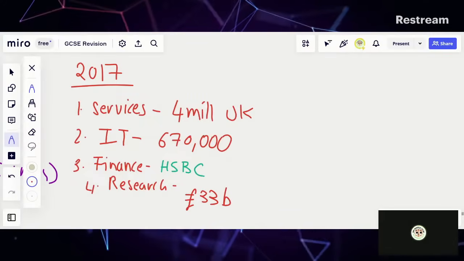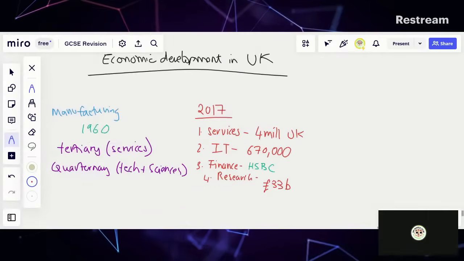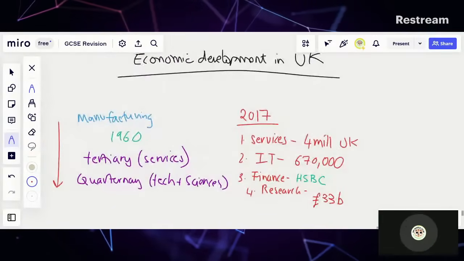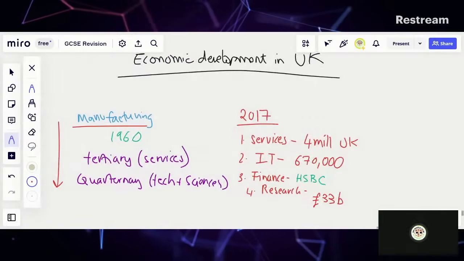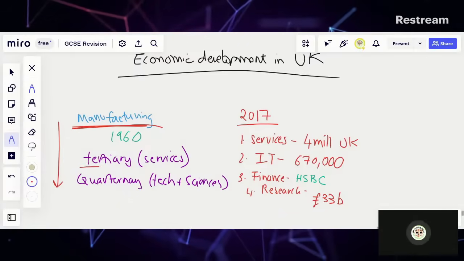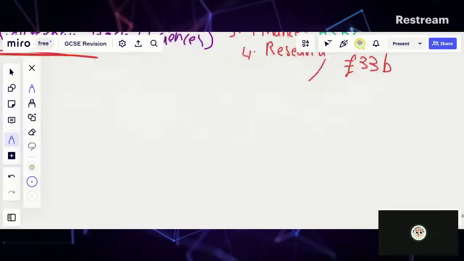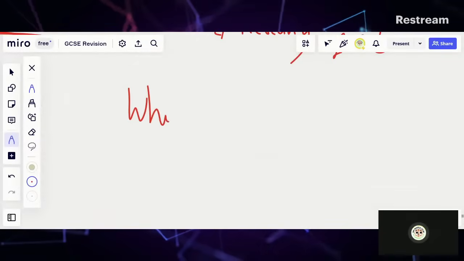Okay, so now we've talked a little bit about some statistics. We need to talk about why there has been this shift from manufacturing industries to tertiary and quaternary industries. So why has there been this shift?